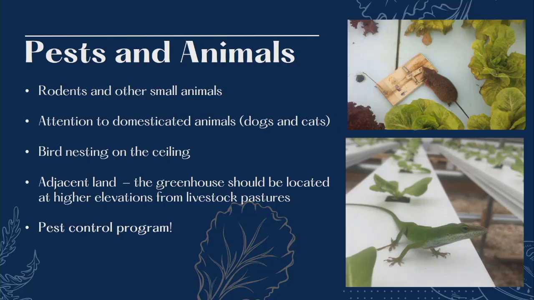And adjacent land. Some of those operations are in urban areas, but some of them are greenhouses on the farm. So even though you don't have problems with deer and cows, they're outside, you can bring contamination from outside to inside.